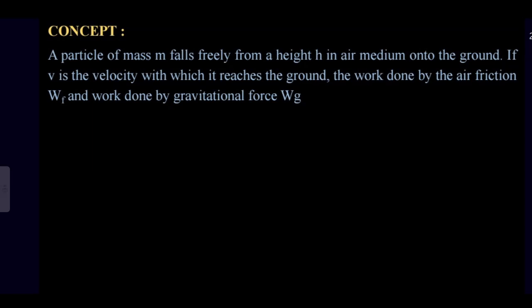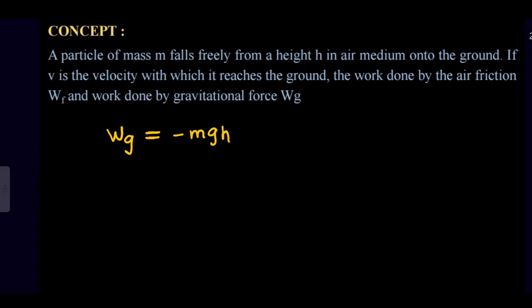So in this case, a particle of mass m falls freely from a height h in air medium onto the ground. So here how much height has it traveled? h height. If v is the velocity with which it reaches the ground, we need the work done by the air friction and the work done by the gravitational force. First, let's find the work done by the gravitational force. You tell me. Work done by gravitational force, directly we can say, is minus mgh.